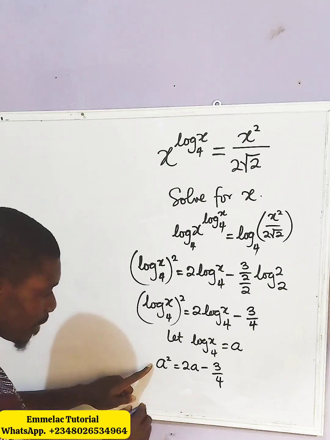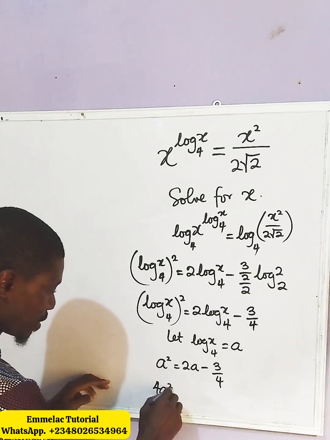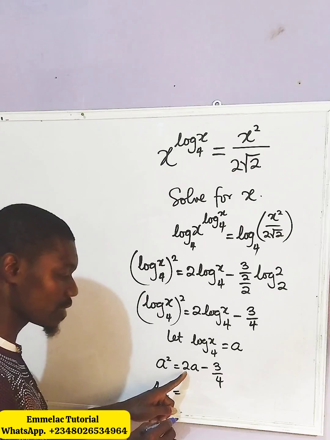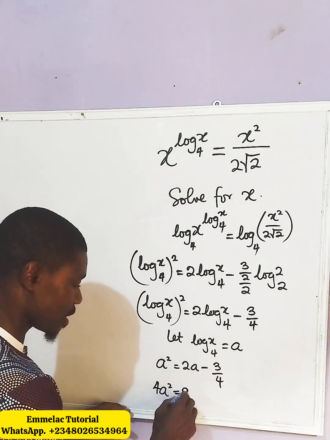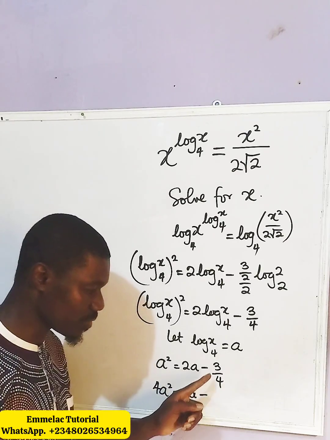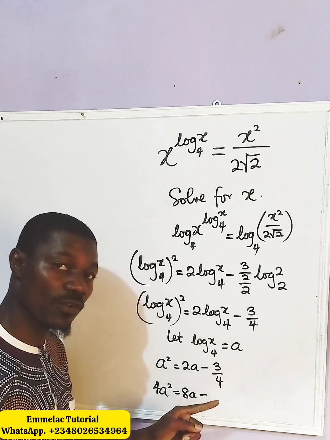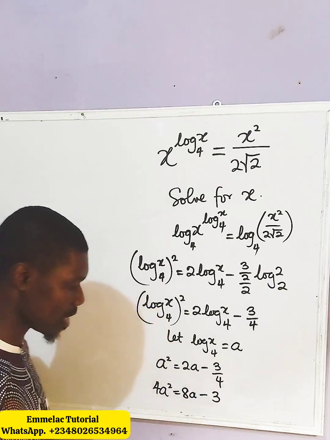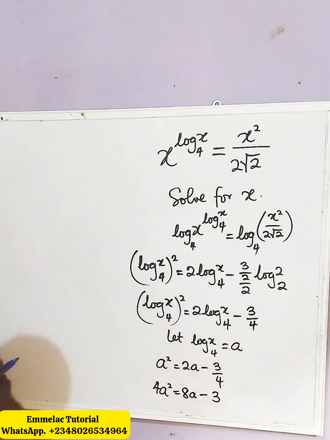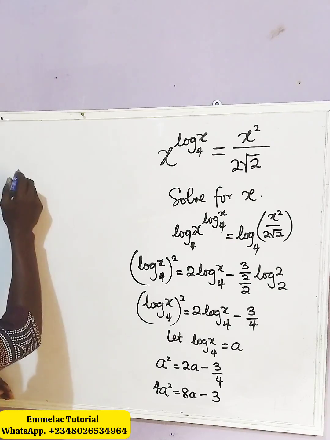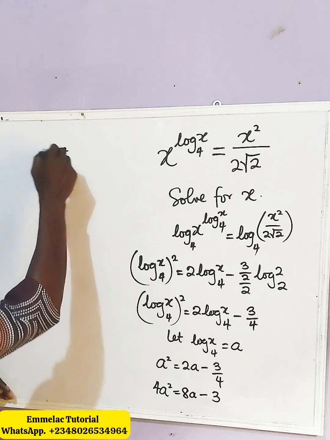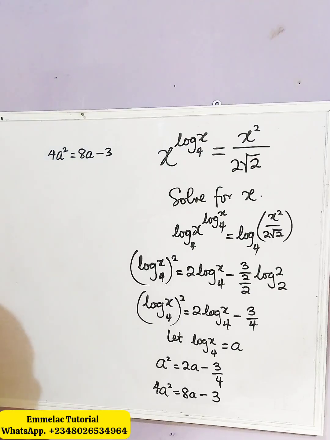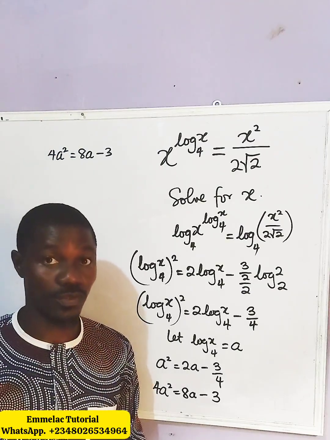So multiplying by 4, we have 4a squared equals, multiplying 8 by 4, you have 8a, then minus, if you multiply 3 all over 4 by 4, you are left with 3. So here we have 4a squared equals 8a minus 3. Let's equate everything to 0.